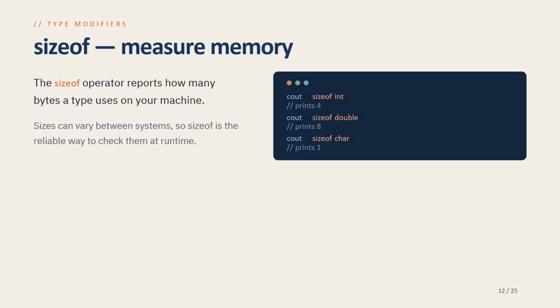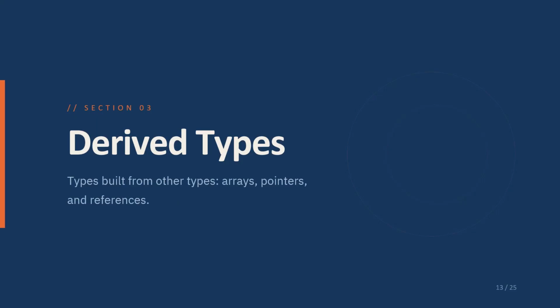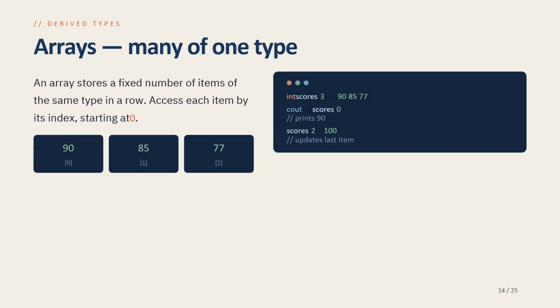requirements during program execution. So far we discussed built-in data types. Now let's move on to derived data types, which are created from existing data types. The most common derived data types are arrays, pointers, and references. So starting with arrays, an array stores multiple values of the same data type in a single variable. Each element is accessed using an index starting from 0.